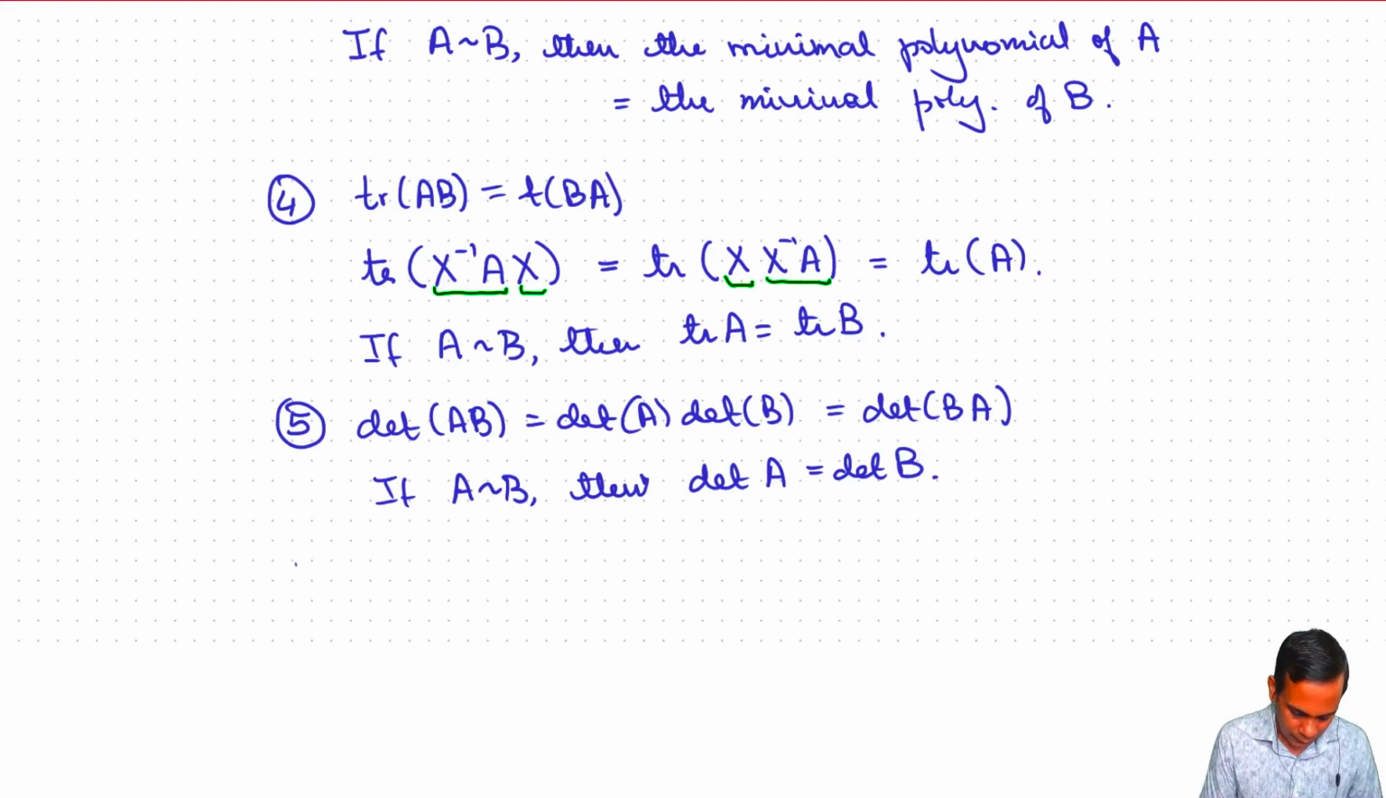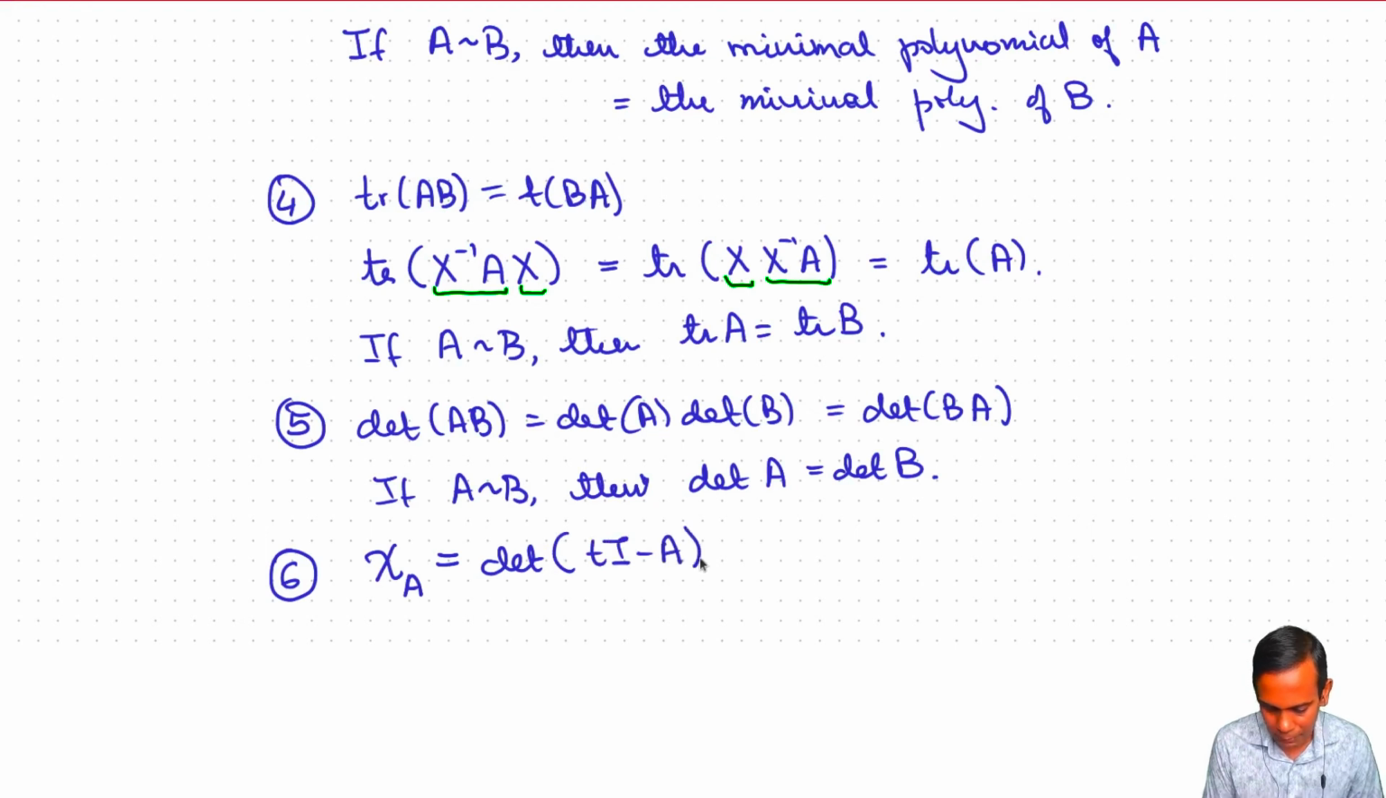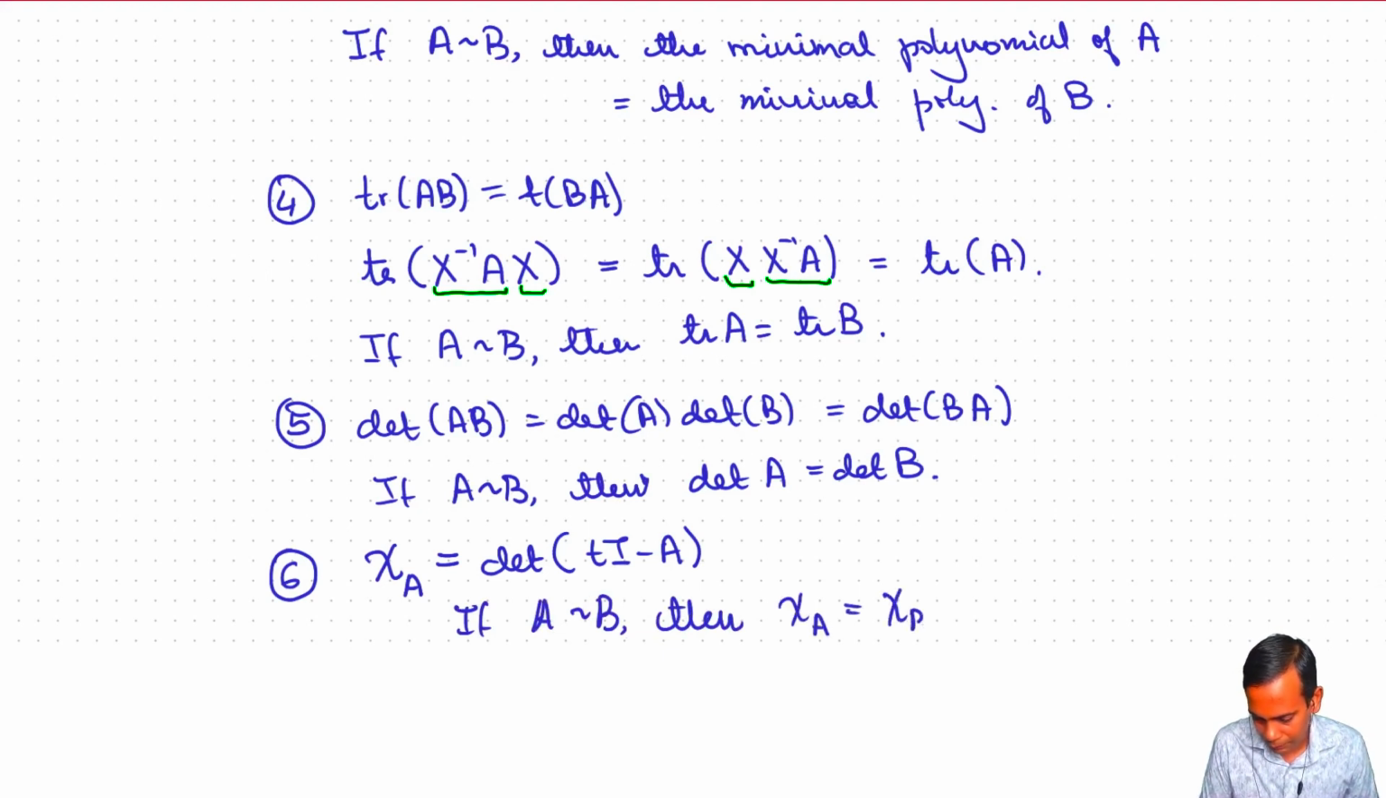And let's look at the last and most important invariant of similarity class, the characteristic polynomial. Recall that the characteristic polynomial of A is defined to be the determinant of tI minus A. So this is a matrix whose entries are themselves polynomials in t. But if A is similar to B, then the matrix tI minus A is similar to the matrix tI minus B. And so you can show that if A is similar to B, then chi A is equal to chi B. So we see that a lot of important features of matrices do not change under similarity.